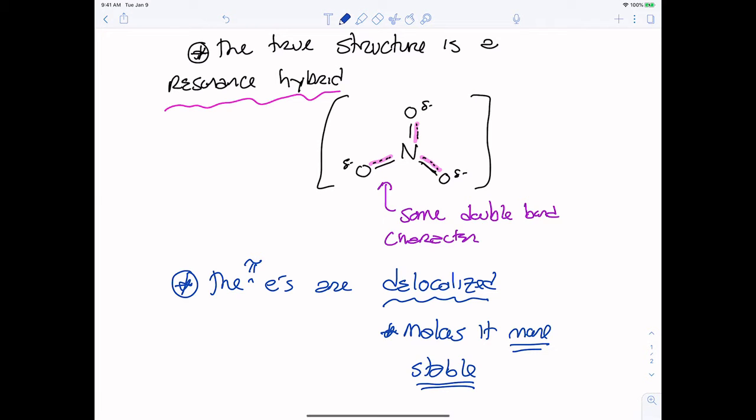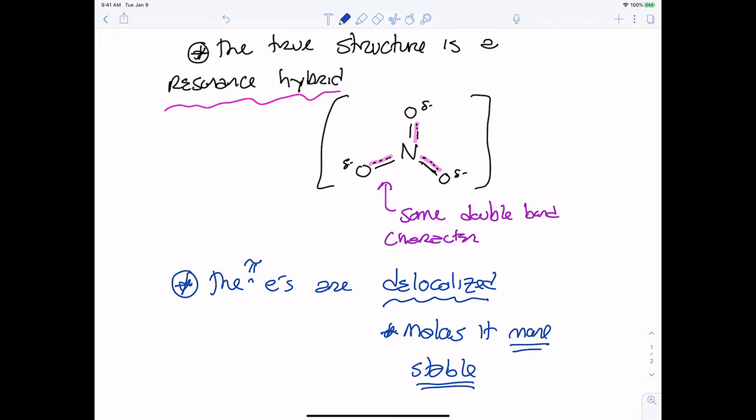Anytime in this class and in 236 or any class really that you have resonance, anytime you can delocalize electrons, you are making that structure more stable. In chapter 2, we're going to get into acids and bases, and one of the things that's going to make our acid more acidic is our base has resonance. Our base is more stable. So it's something that we're going to keep coming back to.